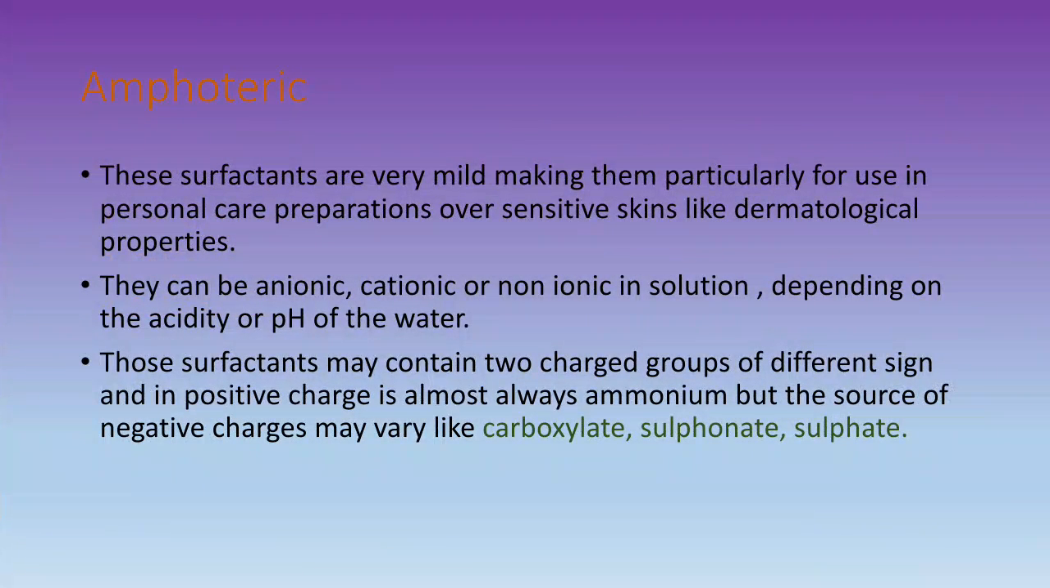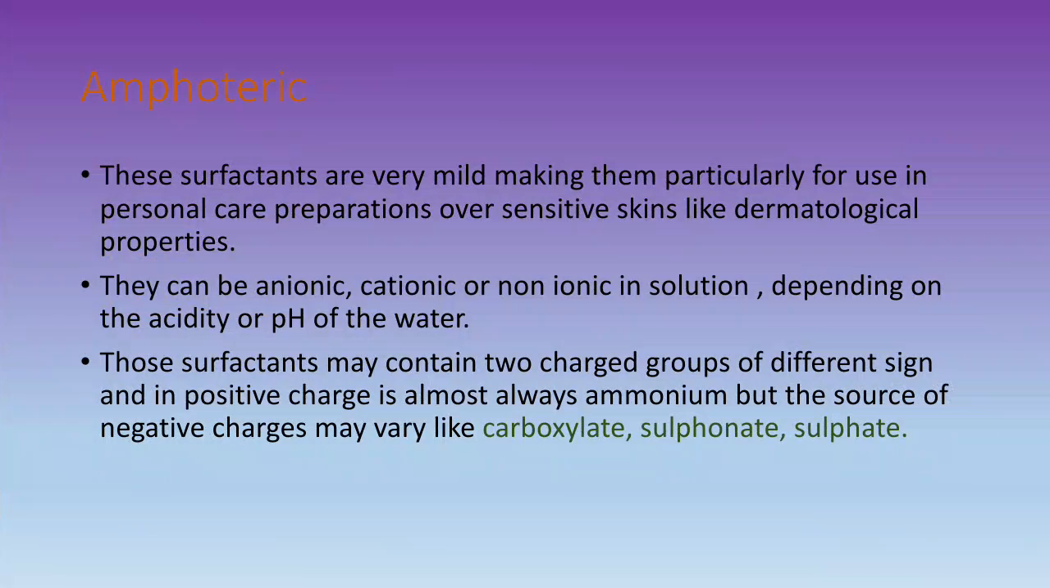Now moving towards the last category of surfactant, which is amphoteric. These surfactants are very mild, making them particularly suitable for use in personal care preparations over sensitive skin, with dermatological properties. They can be anionic, cationic or non-ionic in solution depending upon the acidity or pH of the water. So as the name suggests, they consist of both types of charge. So they can be anionic, cationic, non-ionic, and it mainly depends upon the acidity or pH of the water.